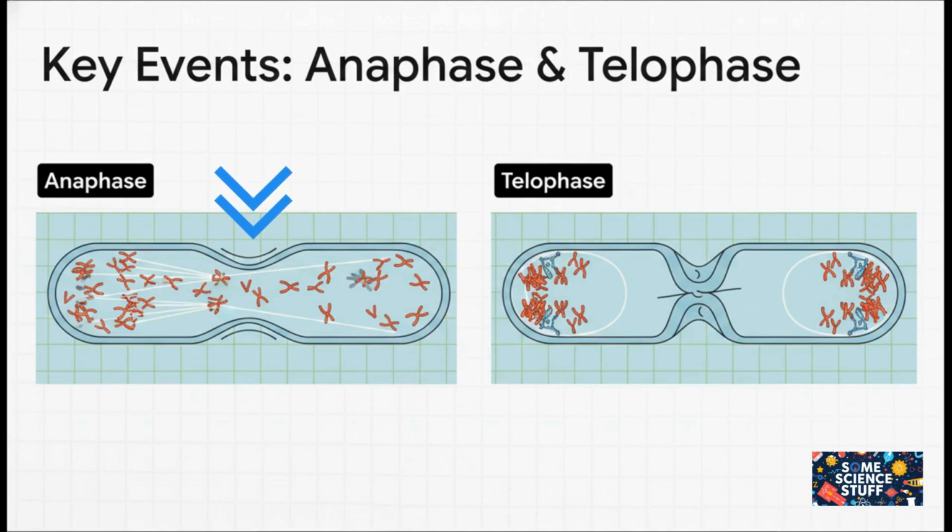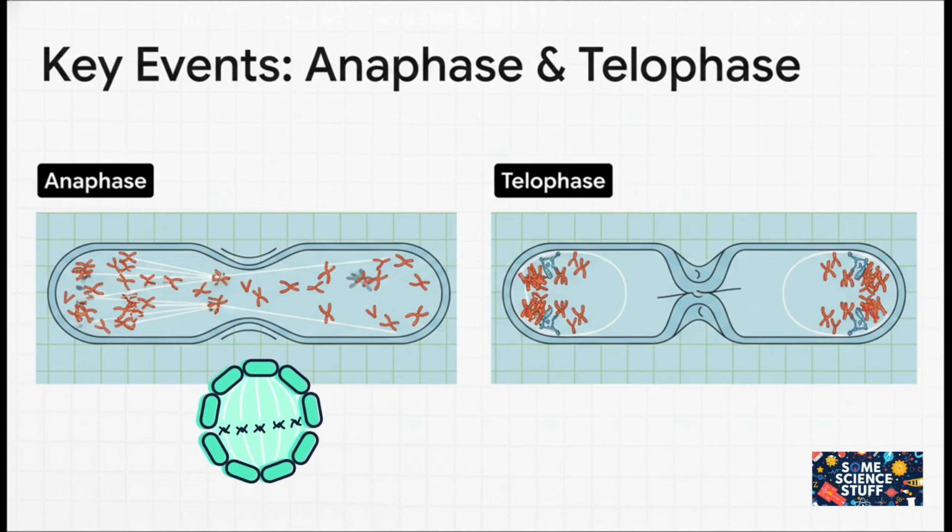In anaphase, the centromeres holding those sister chromatids together just split, and poof, the spindle fibers yank the identical copies apart toward opposite ends of the cell. Now, once they're separated, they're considered individual chromosomes.